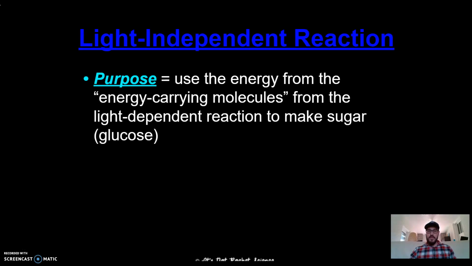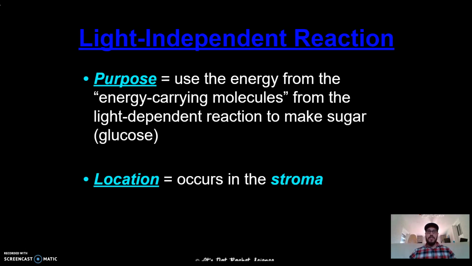What is its purpose? We're using the energy that we got from the sun, and we then stored it in ATP, and we stored it in NADPH. We're using that energy, okay, to stick a bunch of carbons together, and that's how we get sugar.